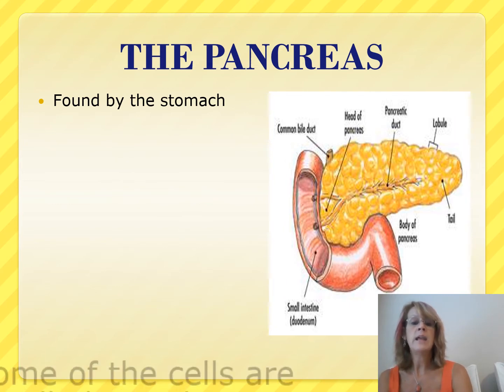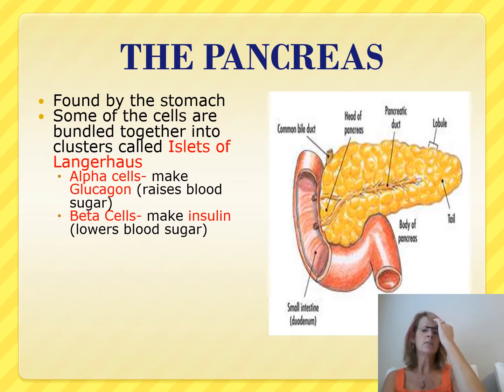And in the case of the pancreas, those really little cells that are bundled together are called the islets of Langerhans, named after Dr. Langerhans, who figured out what they do. He began to study these cells, and he noticed that some of these cells secreted one type of chemical, and the other cells secreted a different type of chemical. He has what he called alpha cells, because he figured those out first, and then he has beta cells.